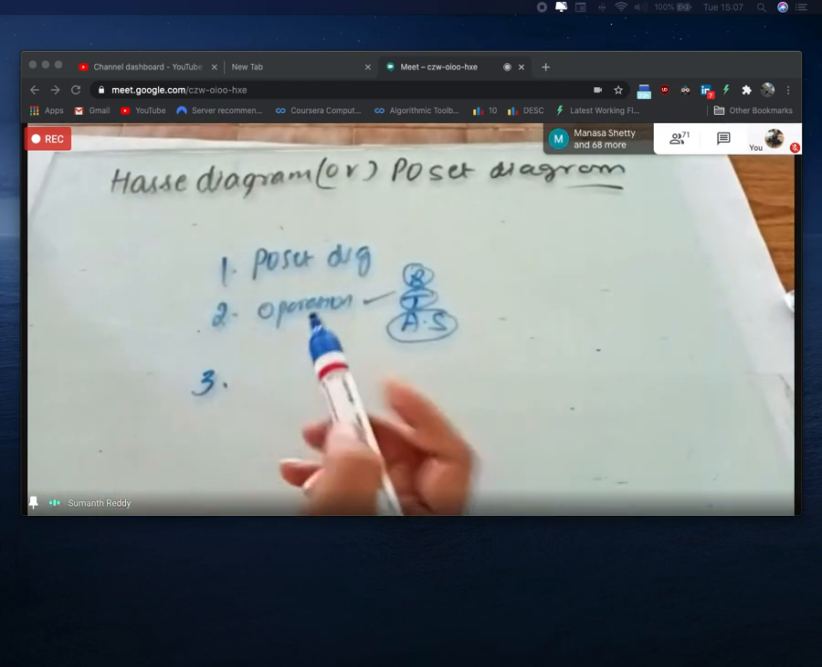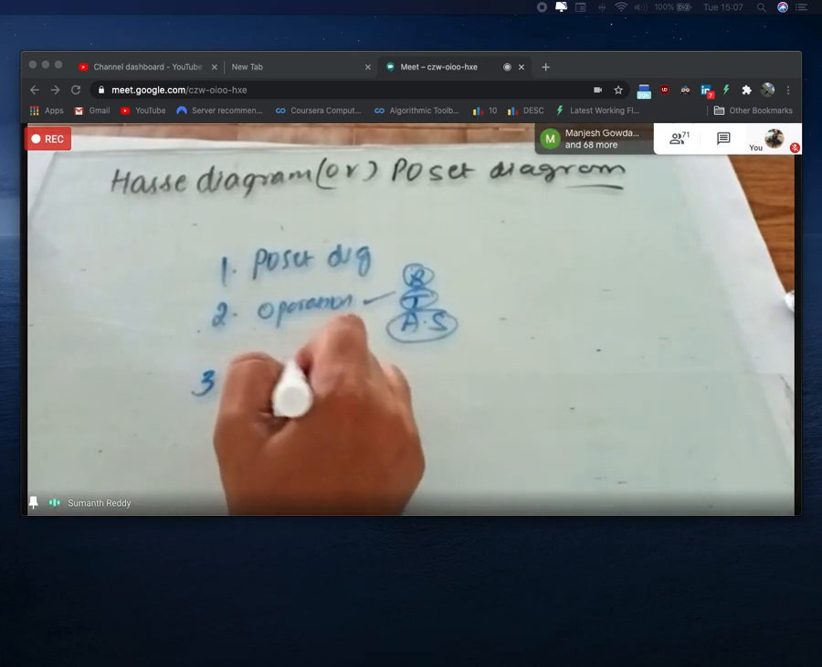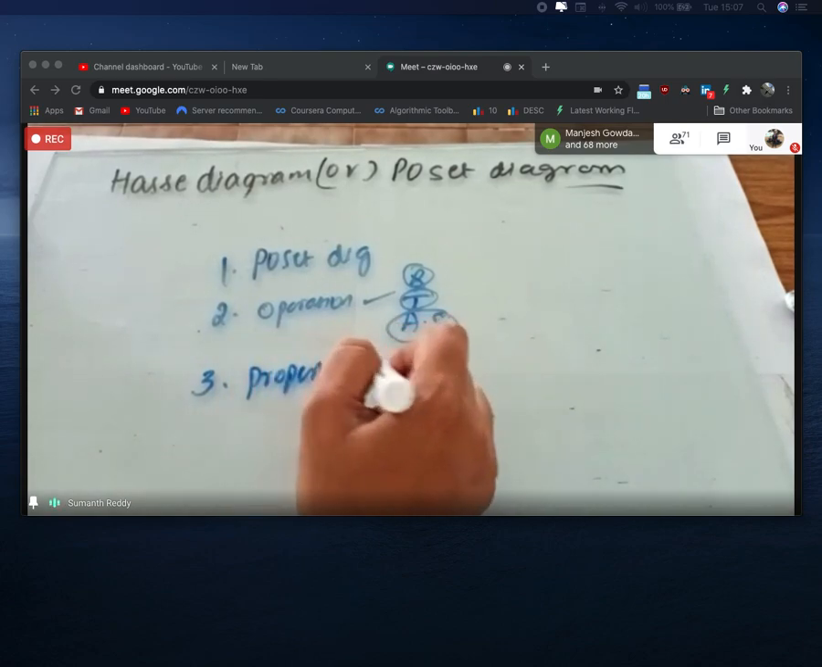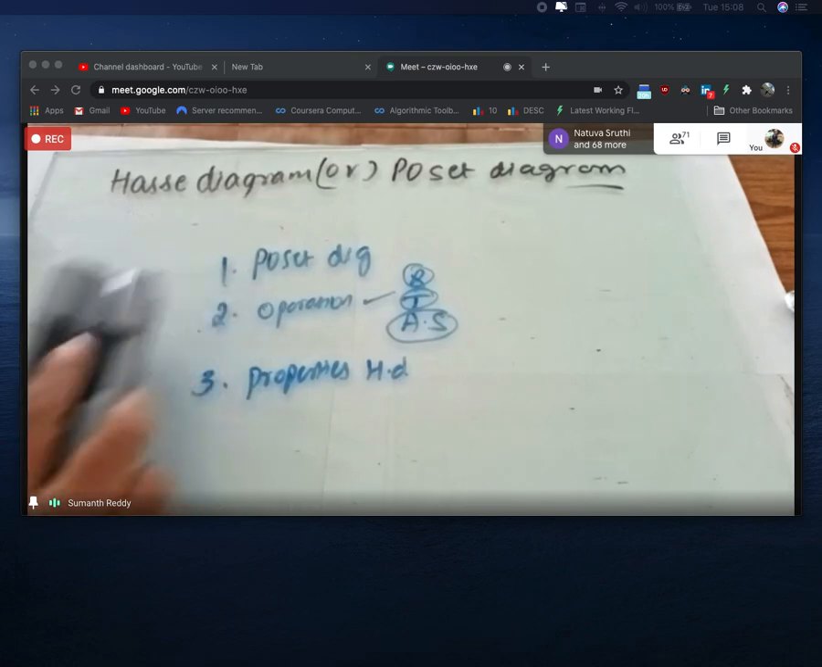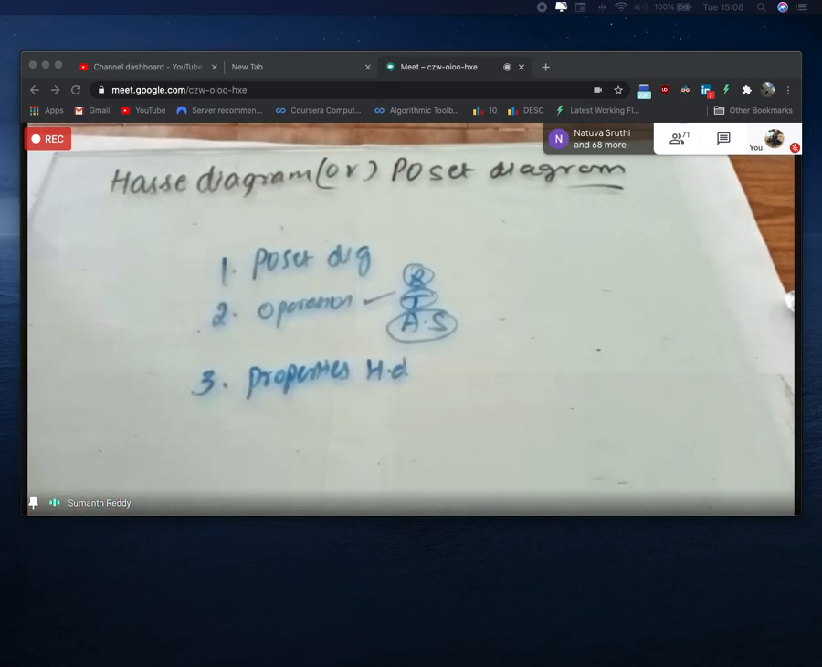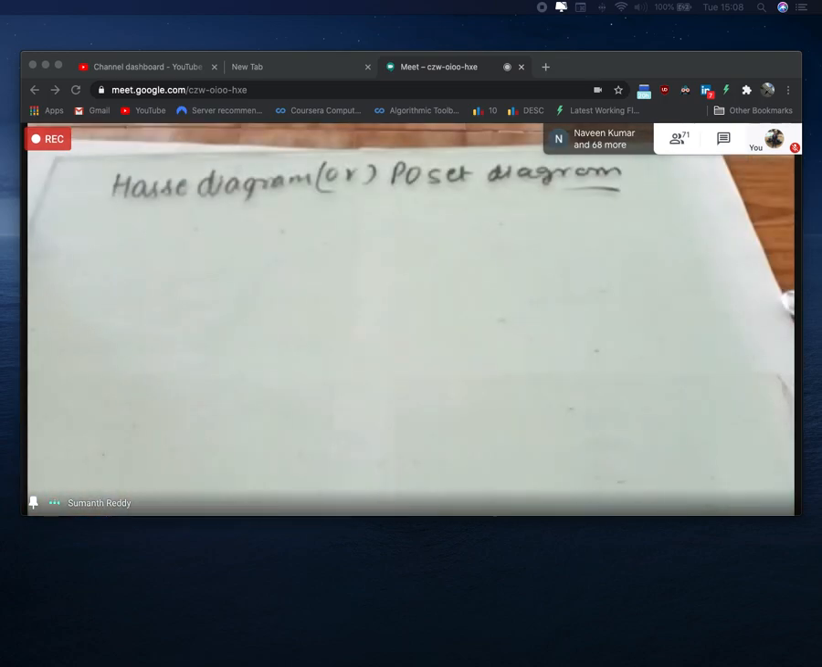And the third one is he can ask some properties with respect to Hasse diagram. Totally, there are some 8 properties: maximal element, minimal element, greatest element, least element, upper bound, lower bound, least upper bound, and the greatest lower bound. So he can ask about those properties. Fine. So in these 3 types, he can ask any one question. And this topic is very important in exam. Fine. So let us try to solve a few problems on this.